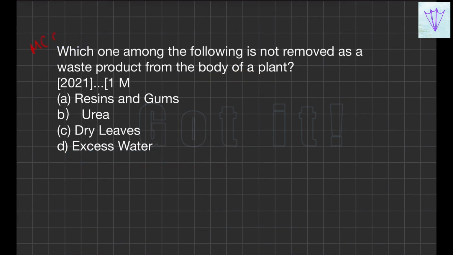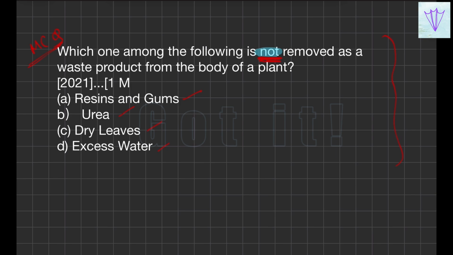The next question is also an MCQ. Which one among the following is not removed as a waste product from the plant body? It is important to note they are asking which is not removed. These aspects are very important when you're reading your question paper. Read it thoroughly and make it a point to note where they're asking not, or against, or for, and all these are important words which you need to remember. So, not. They have given resins and gums, urea, dry leaves, excess water.